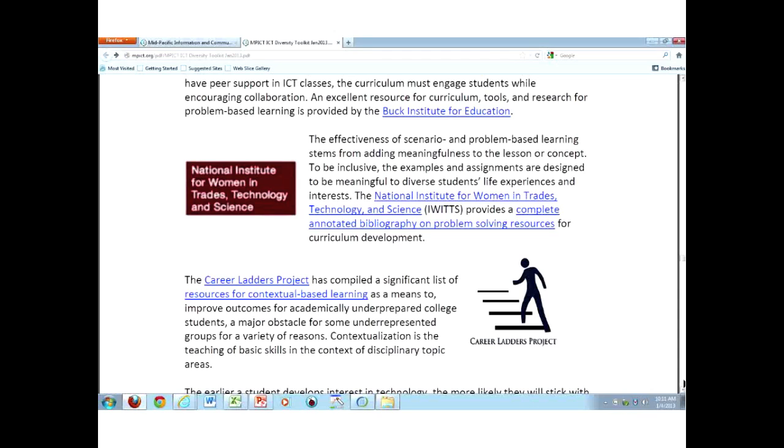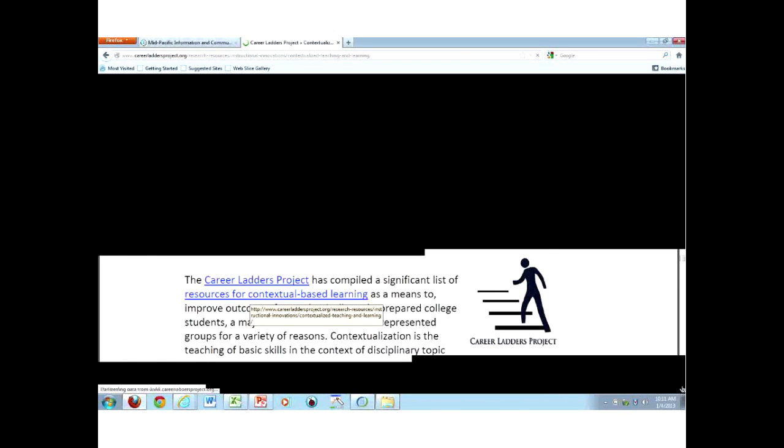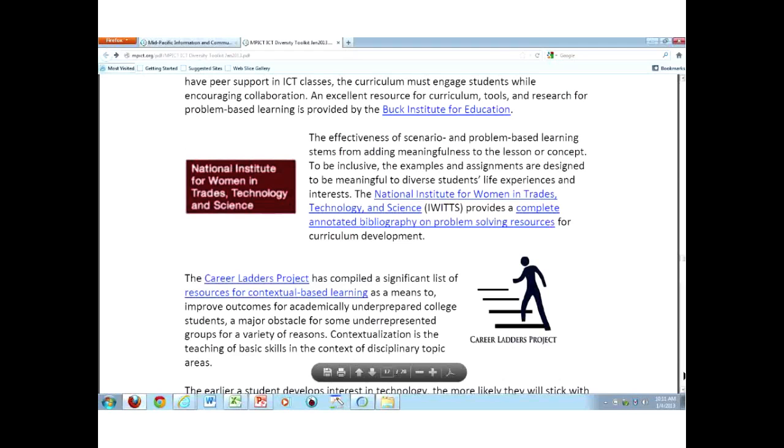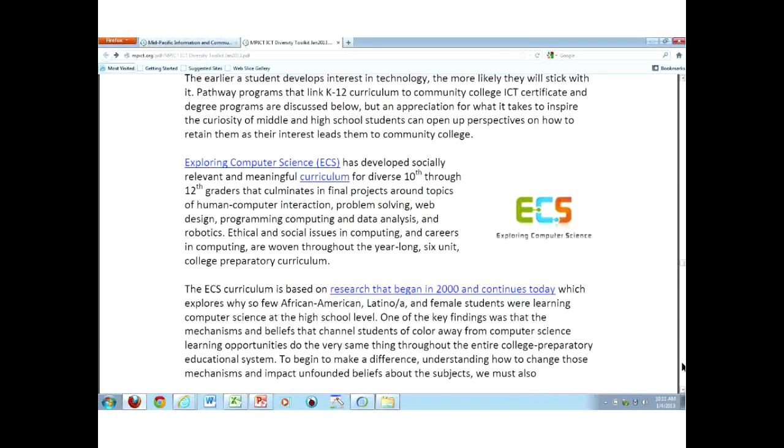I mentioned Donna's work, National Institute for Women in Trades, Technology, and Science. That's Donna Milgram, and she's speaking later today. And so the Career Ladders has a whole list of resources, research on curriculum and ideas, education based on contextualization of topic areas. So a lot of opportunities there to improve your curricula.